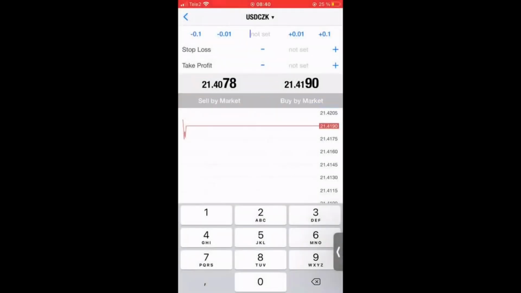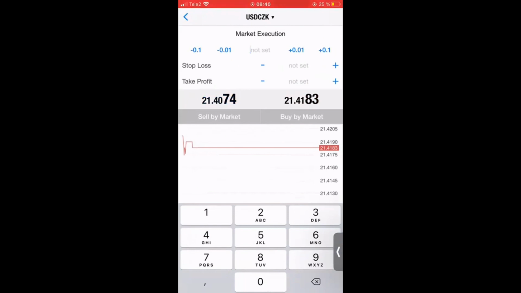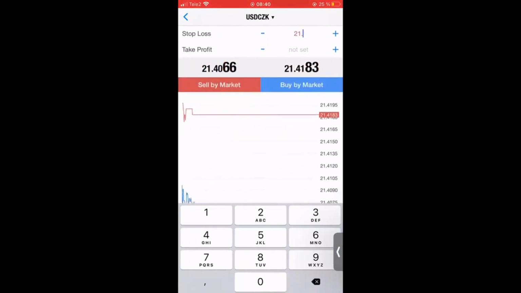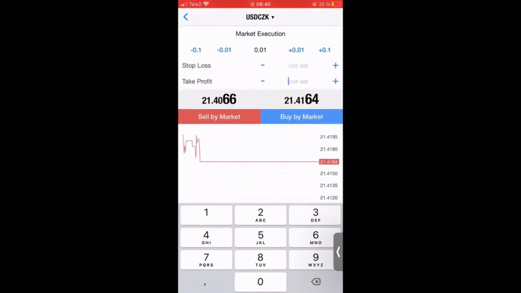If 1.0, 0.1, or 0.01, that's the lowest lot size that you can use on this platform. Maybe you want 0.02, 0.03, 0.5, 9.0. I mean, I don't know what you have on your account. You choose whatever lot size that you want. And on the stop loss, you obviously put where you want to have your stop loss, and you have your take profit. And then you're choosing if you want to buy or sell the market.